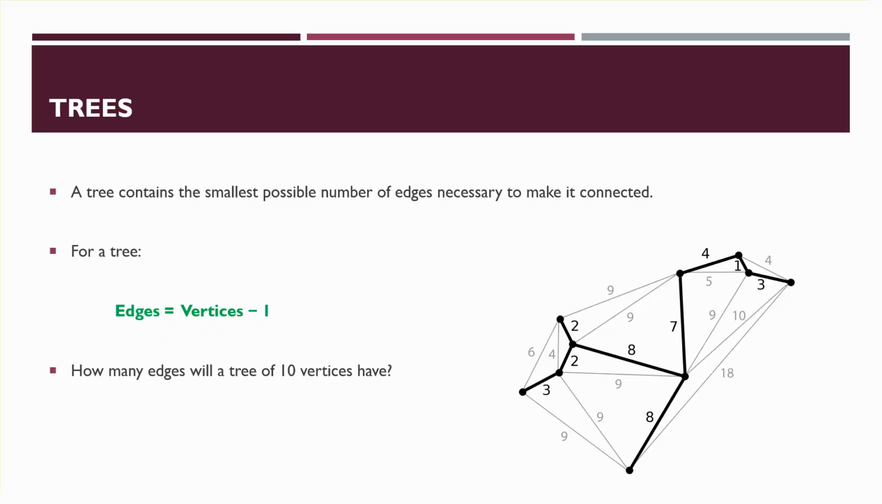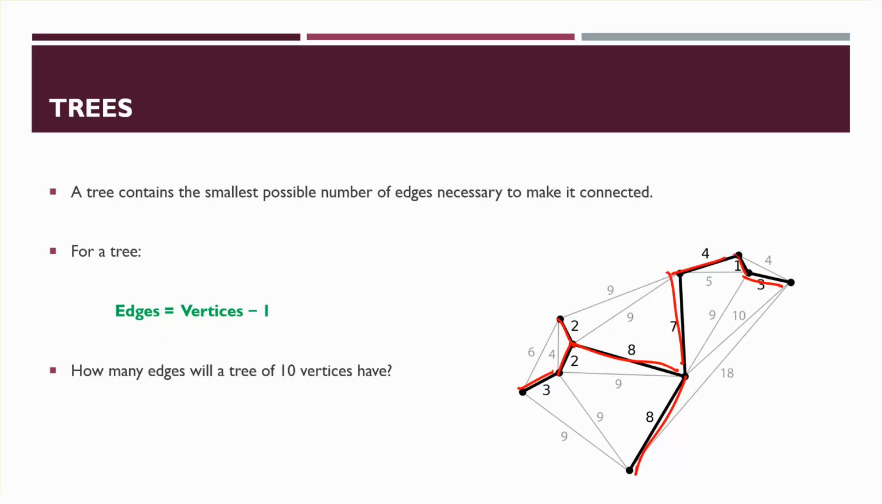We're asked a question here, how many edges will a tree of 10 vertices have? Obviously 10 minus 1 equals 9, so that's how many edges should be in a tree for one that has 10 vertices. The one on the right hand side has 10 vertices, so let's count if there are 9 in there. 1, 2, 3, 4, 5, 6, 7, 8, 9.